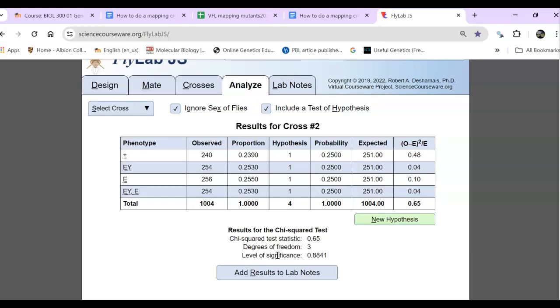Well, if independent assortment is occurring, then they're not linked. So we just say these aren't linked. They're not in the same linkage group. We put them into two different groups, and we move on. So that's it.